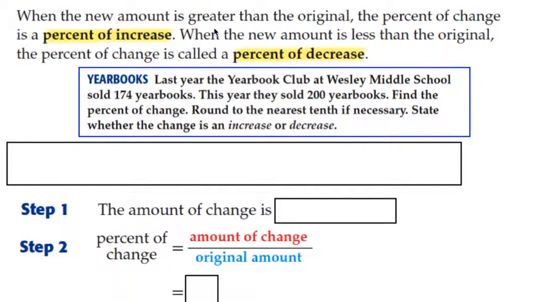When the new amount is greater than the original, we call that a percent of increase. But if the new amount is less than the original, then it's a percent of decrease. It can go up or it can go down.